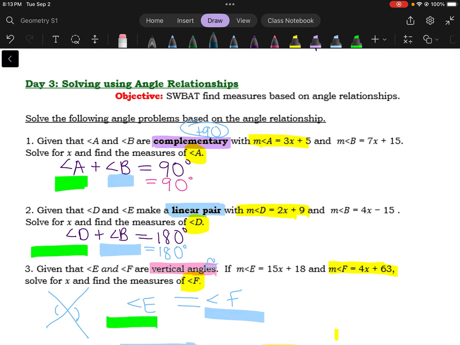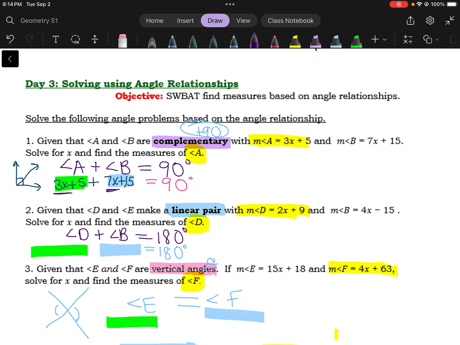So the first type is complementary. Complementary angles make a 90-degree angle together. Okay, so we're going to add these two angles together and then solve for x and plug it back in. So I have 3x plus 5 and 7x plus 15, and that equals 90. Feel free to pause the video anytime you need to while you're solving.